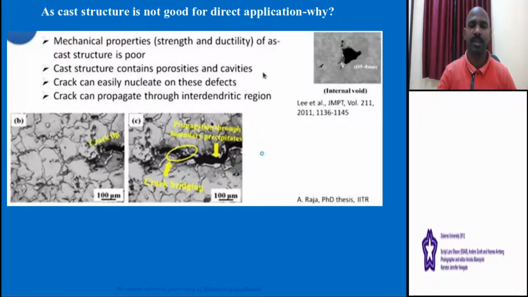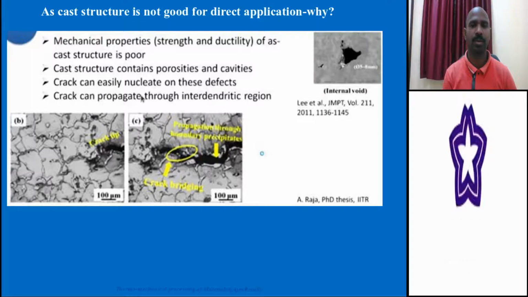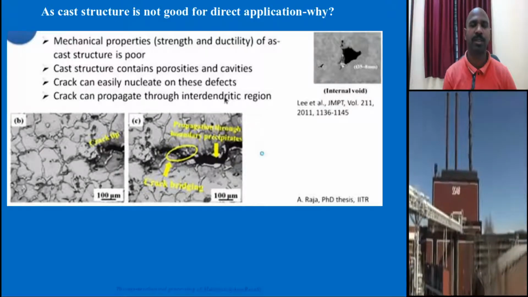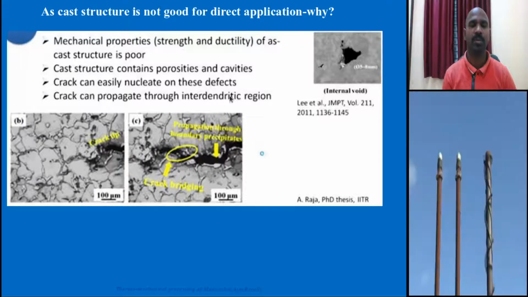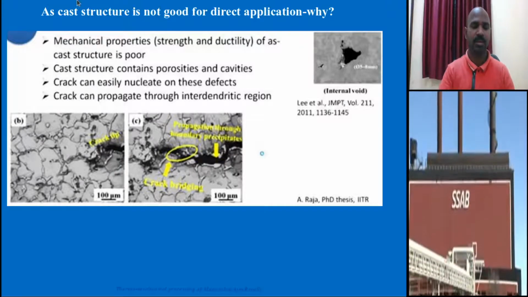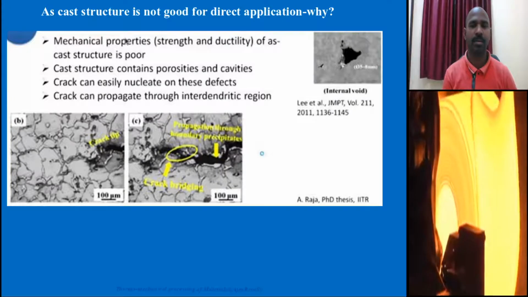A void is larger than a cavity, and these are the main sources for nucleation of cracks. This particular crack propagates through the interdendrites and it fractures. So you need to avoid, you need to weld these internal cracks. So how do you do it? What is the solution for all these problems will be discussed in this particular part of the unit.